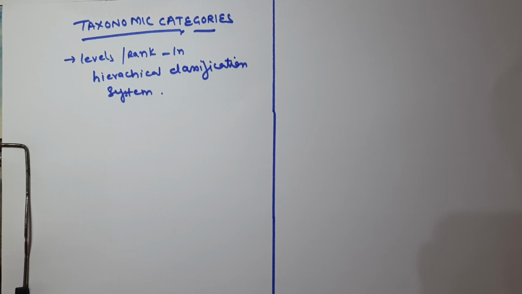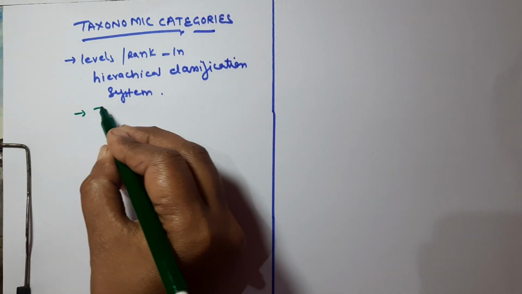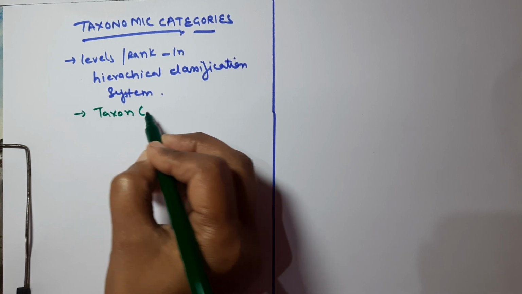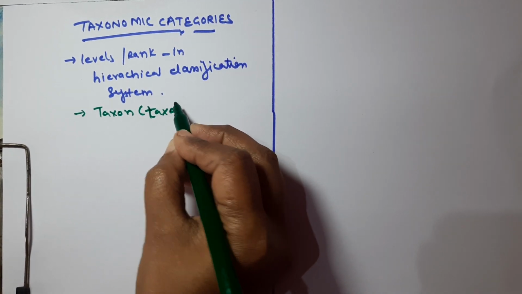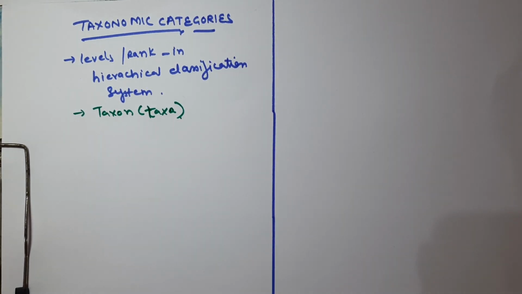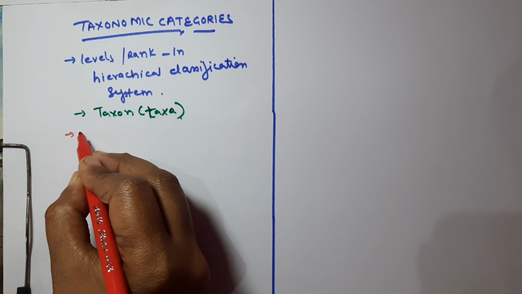Okay, so each category will represent a taxon. Okay, taxon is a group. A plural is the taxa. Plural is the taxa. Taxon, they are group. Okay, so I already told you that there are various categories.